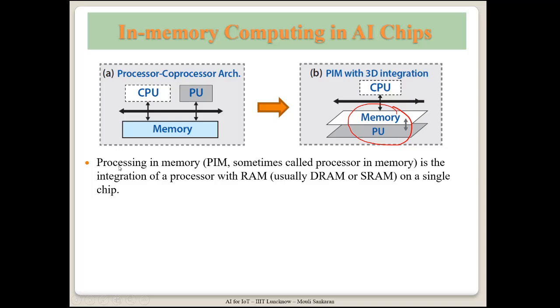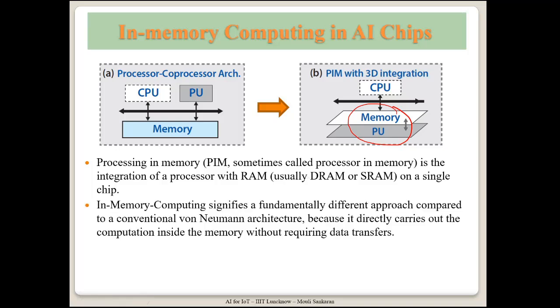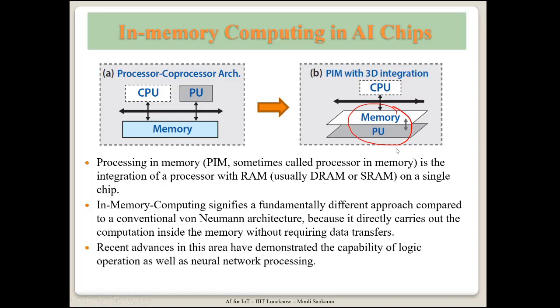This is what you are already aware of. Now what you are learning now is processing is also done in memory. That is the direction in which AI chips are moving. So in-memory computing signifies a fundamentally different approach compared to von Neumann architecture. Von Neumann architecture is what our normal CPU architecture follows, where the memory is different, the CPU is different, and the CPU keeps accessing the memory, processes it, and puts the result back into the memory. Whereas here, in-memory operations are done. Just understand this difference.